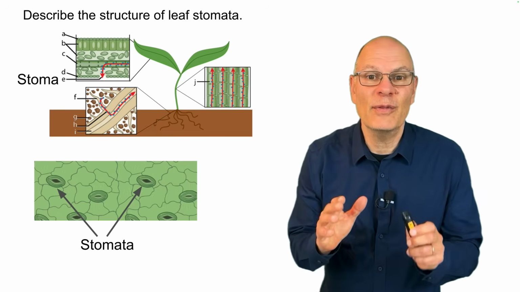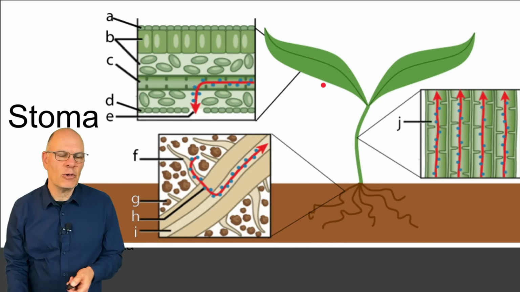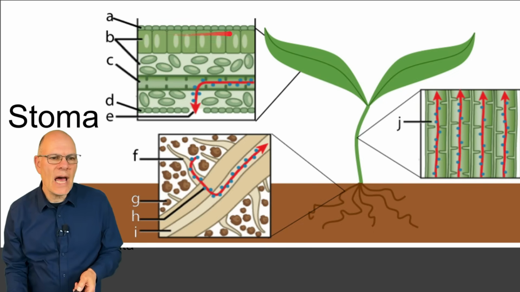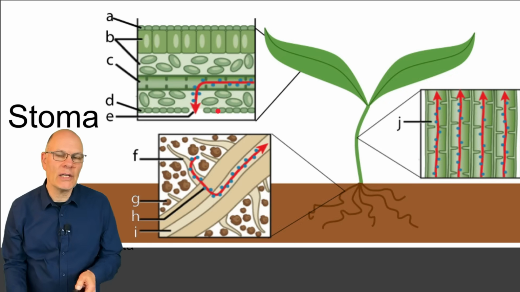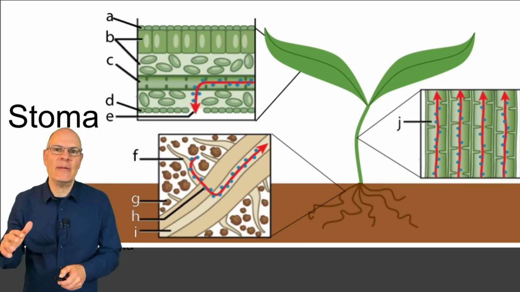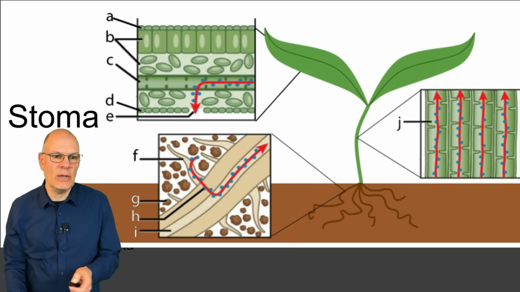Describe the structure of leaf stomata. Stomata are pores that are on the underside of a leaf. If you took a leaf and you did a microscopic cross-section, you'd see layers of cells. The top layer and the bottom layer are responsible for waterproofing the leaf, and they're covered with wax. But nevertheless, the leaf needs to be open to its environment in order to exchange gases and other material.